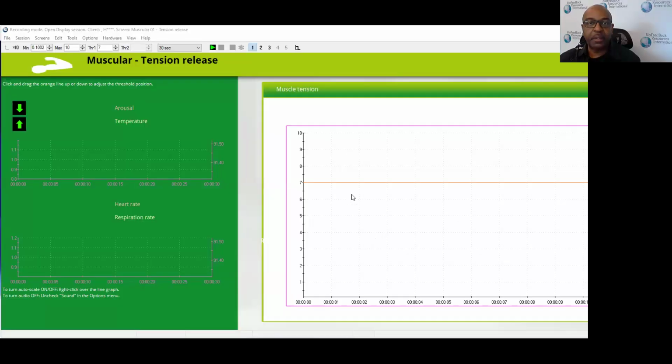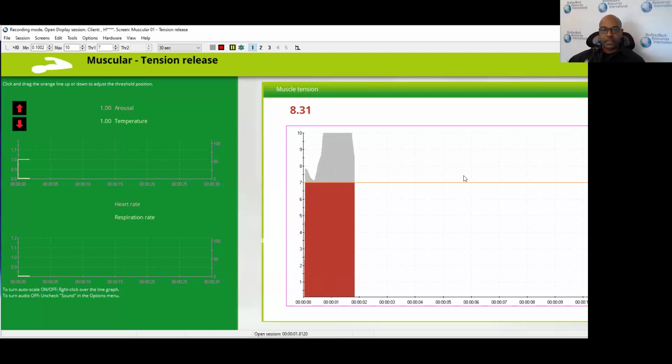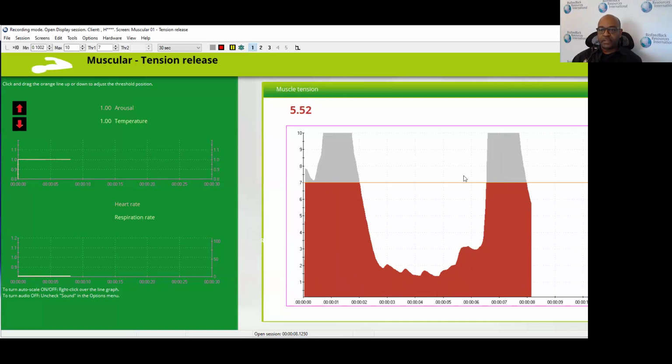Okay, let's see what this looks like now. So we will go back to sharing this. Okay, and we'll start. We'll see what this looks like. Now you see those little spikes there. I'm going to just relax again and you'll see some spikes there.